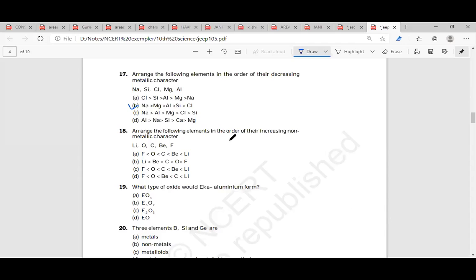Arrange the following elements in order of their increasing non-metallic characters. Option B.